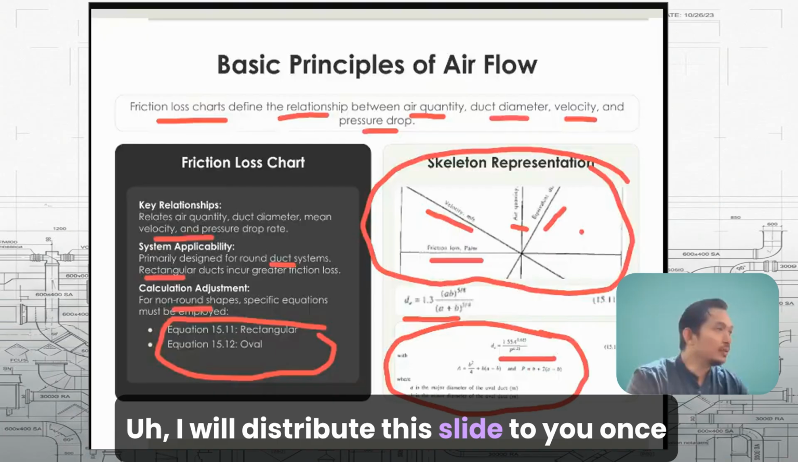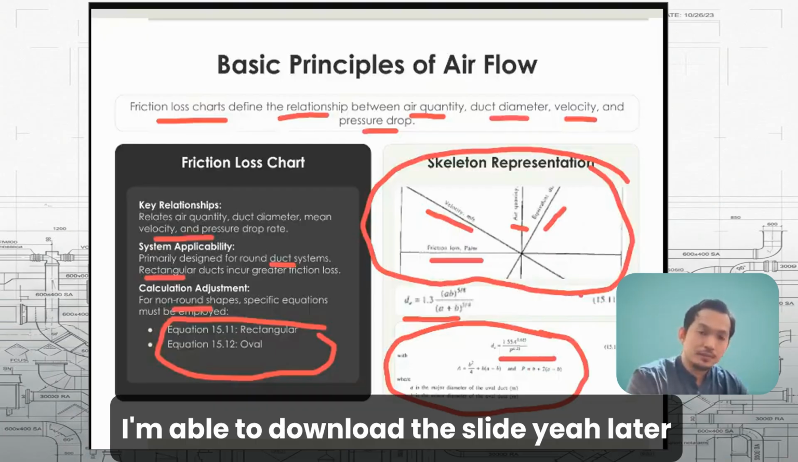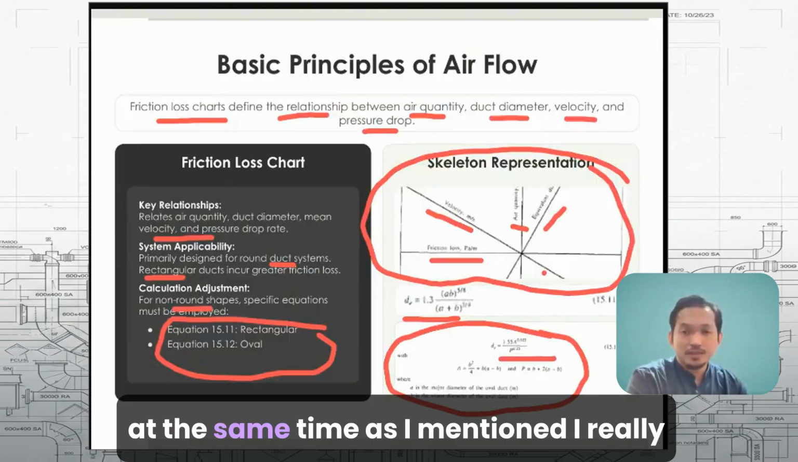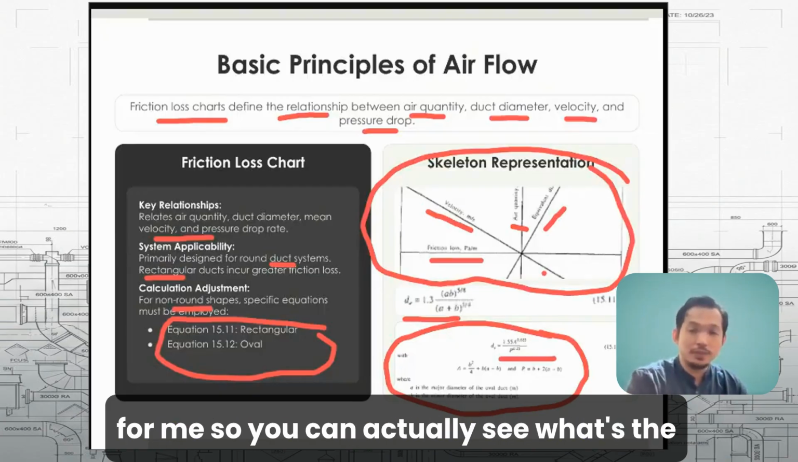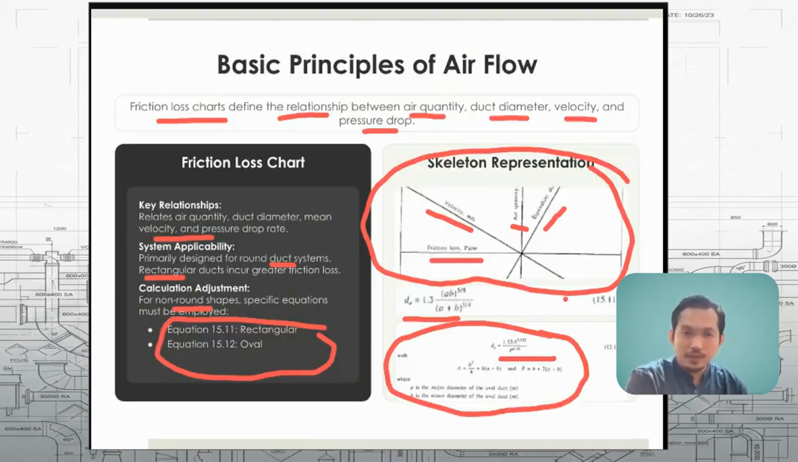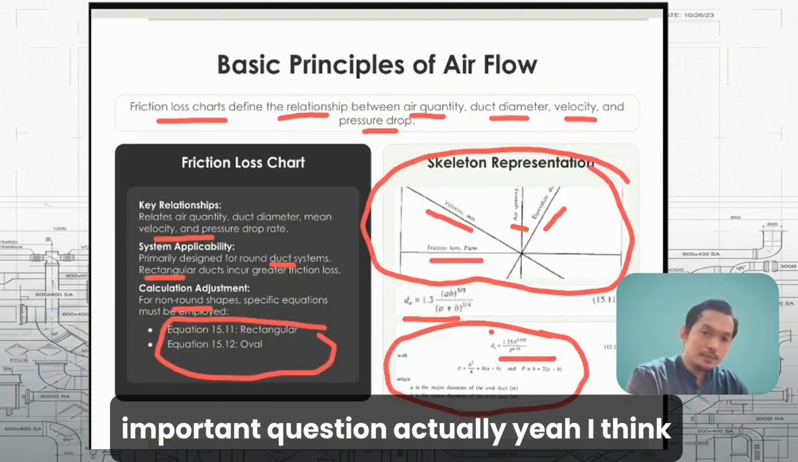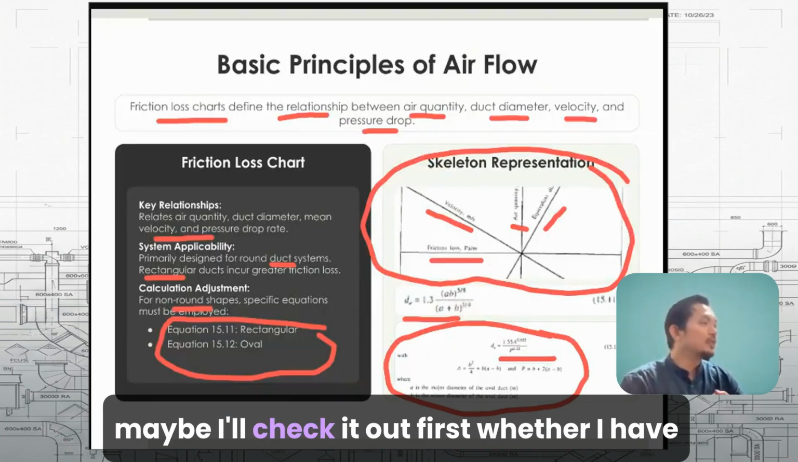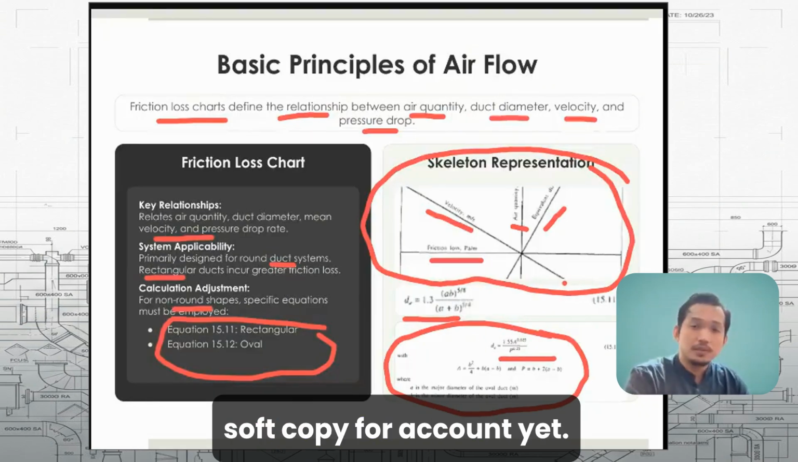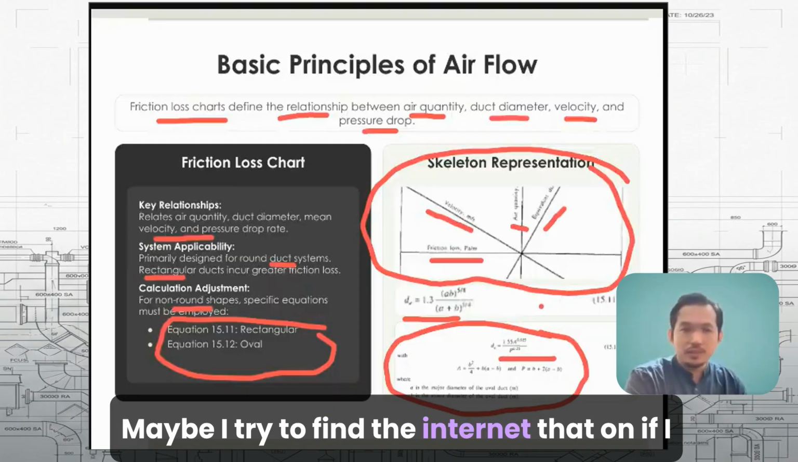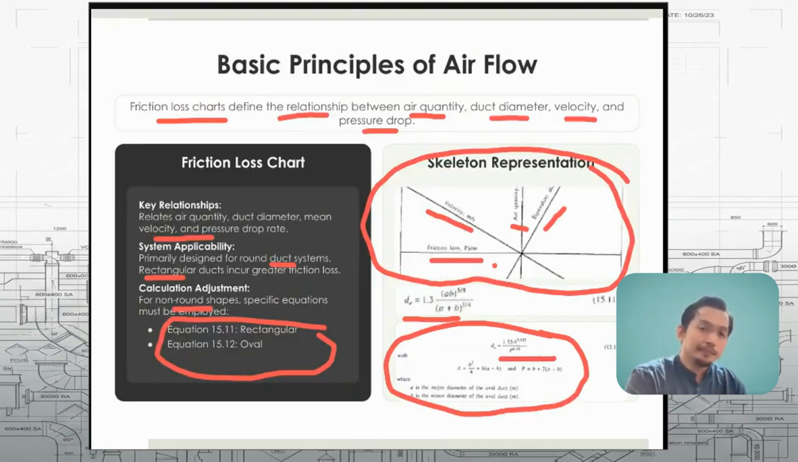I will distribute this slide to you once I'm able to download the slides later. At the same time, as I mentioned, I really suggest that you get this particular book from me, so you can see the important equations. Actually, I'll check first whether I have a soft copy or not. I don't think I have a soft copy yet. Maybe I'll try to find it on the internet later.